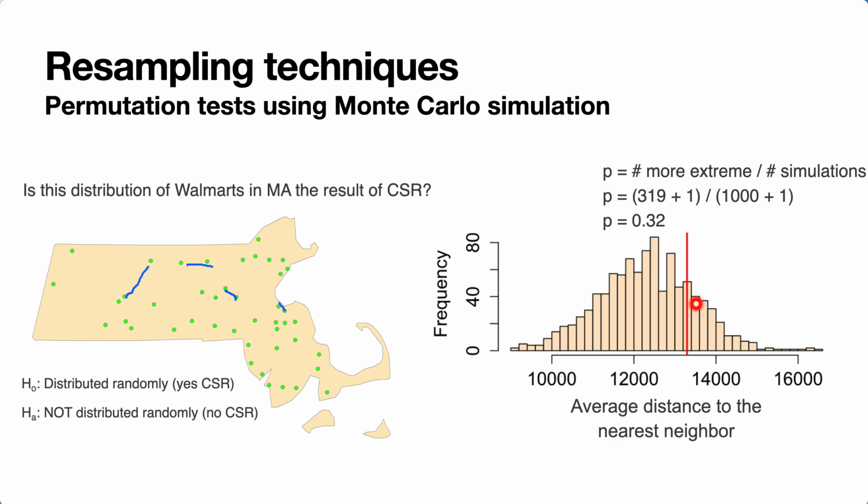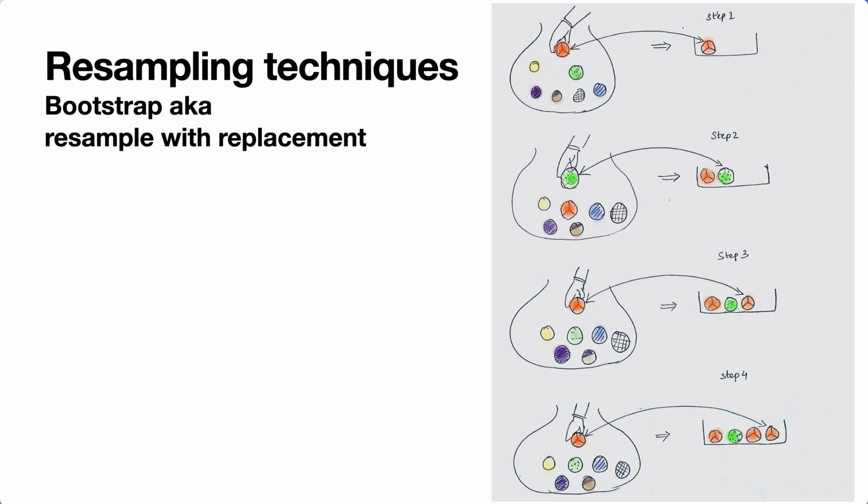It turns out that the real measurement of average distance to the nearest neighbor in Walmarts is here, and that enables us to calculate a p-value, which says that, yeah, we can't really separate the observed Walmart distribution from a completely spatially random process. Okay.